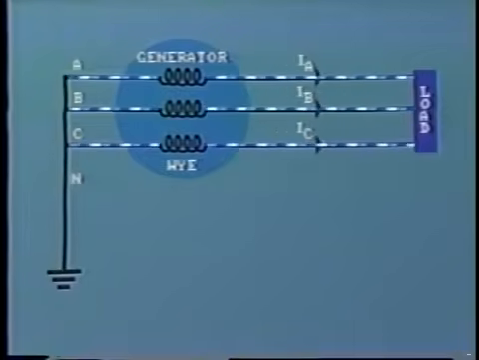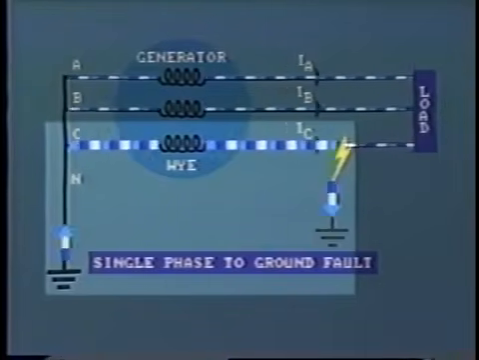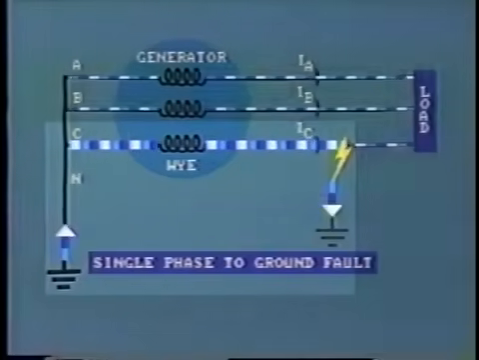95% of faults on the power system are single phase to ground. Here, the load will continue to be supplied by all three phases, but there will be a heavy flow of current to ground from the faulted phase. This will circulate back and return up the solidly grounded neutral to the generator.